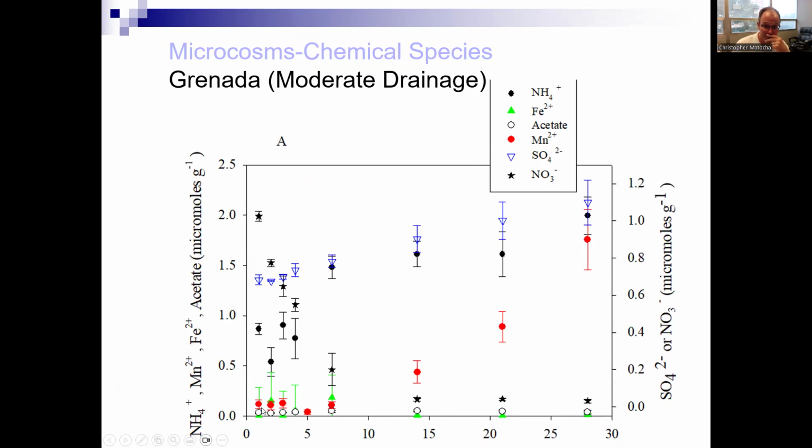In general, we have manganese tends to kick on, okay? After about 7 days, we start seeing manganese. Iron never increases, so we never reach iron-reducing conditions, but we do reach manganese-reducing conditions. And acetate value is very low, slight increase. It's hard to tell with the scale, but just ever so slight increase here in the Granada.